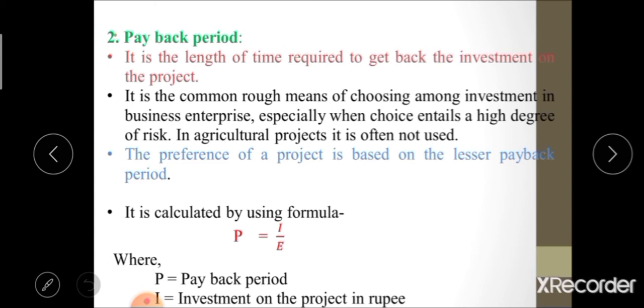So for calculation of payback period, the formula is P is equal to I upon E, where P is equal to payback period, I is equal to initial investment on the project, and E is equal to annual net cash return. By using this formula we can calculate payback period.